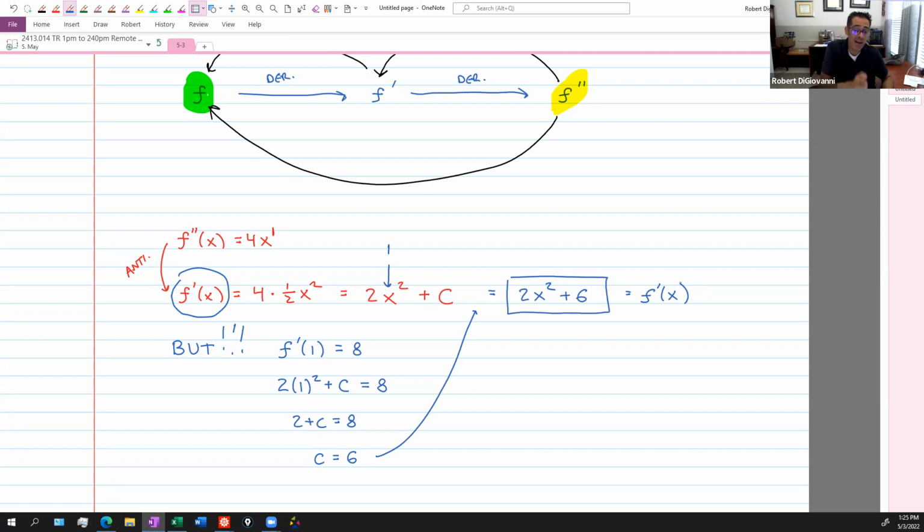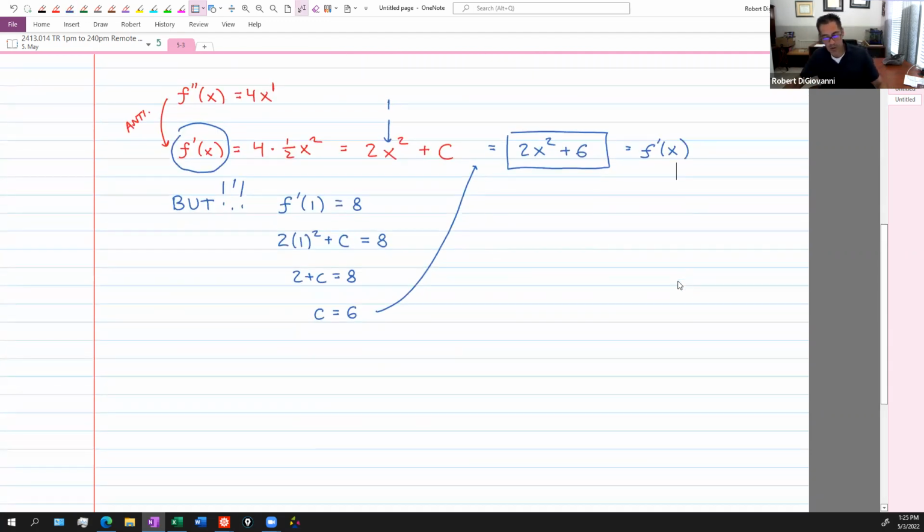So we've gone back one step. Now we're going to go back again to get to f. Right now we're at f prime. So we take f prime of x equal to 2x squared plus 6, and we do the antiderivative, and that will take us to f.